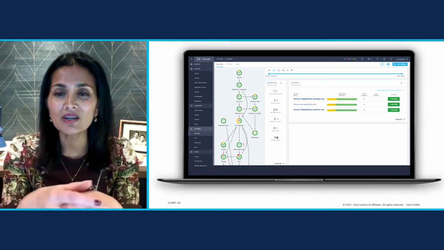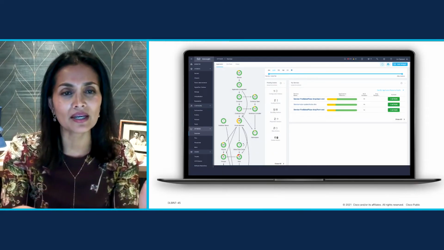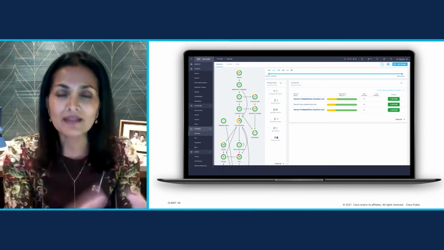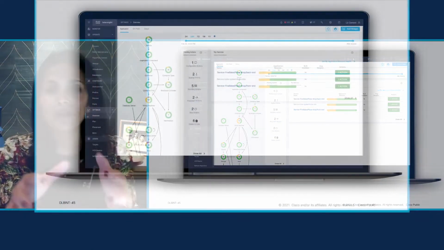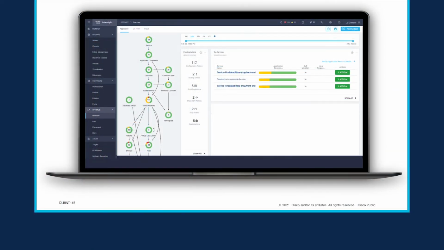And for that, I'm going to go into Intersight. So what you're seeing on this page, if you look at it on the left-hand side, you have the dependency graph for the Fine Baked Pizza application. On the right-hand side of the screen, you actually see, more so in the center, the top services for this application. And then more so towards the middle left of the screen, you see a bunch of pending actions, and they're grouped together by categories.